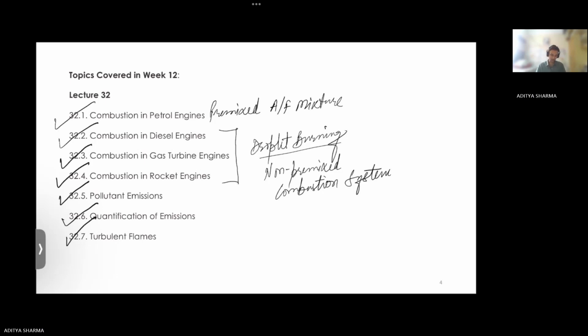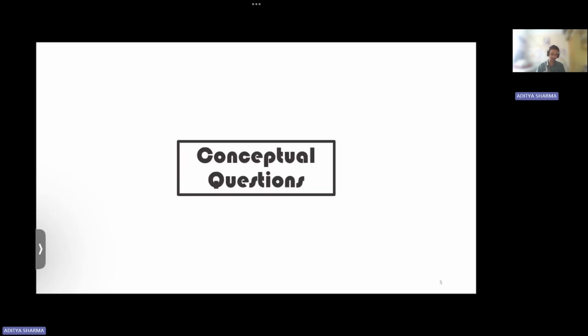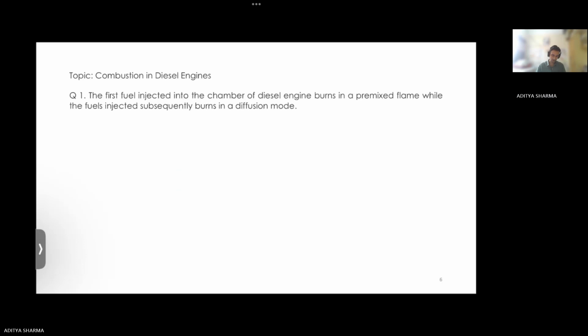Now we will move on to questions. Let's see the questions one by one. First is this question. Please have a look at the question and see what the correct answer is.